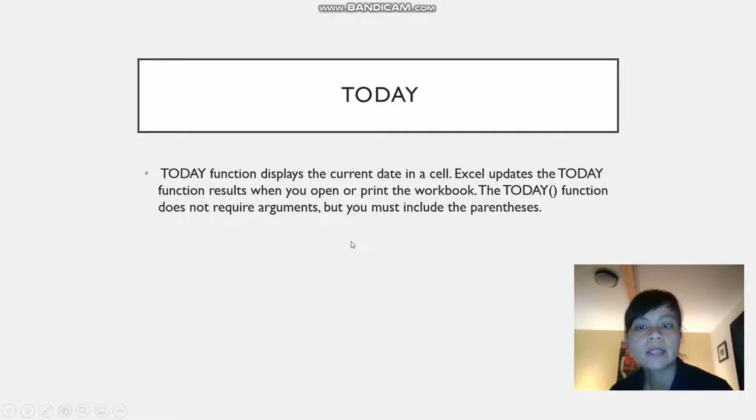And next is the TODAY function. The TODAY function displays the current date in the cell. Excel updates the TODAY function results when you open or when you print the workbook. The TODAY function does not require any arguments. It's just TODAY and then the parentheses, or the brackets. It is empty, but you still have to include the parentheses.